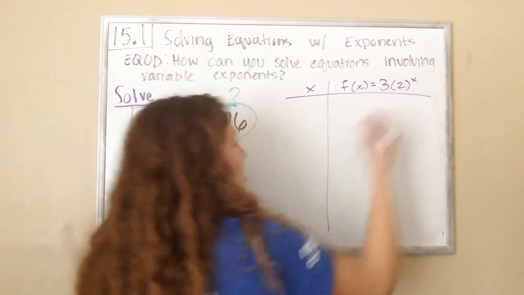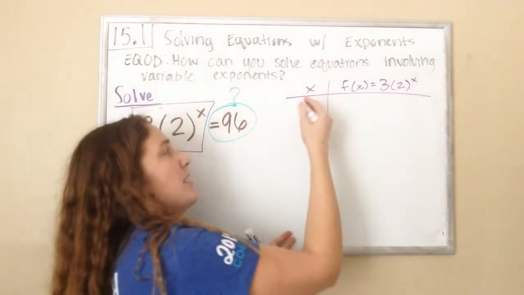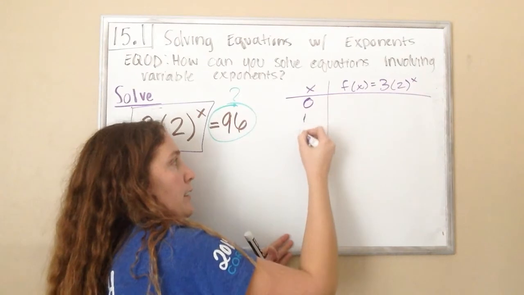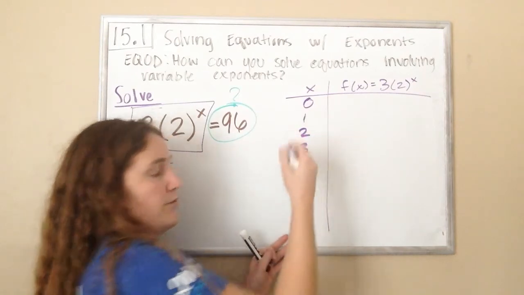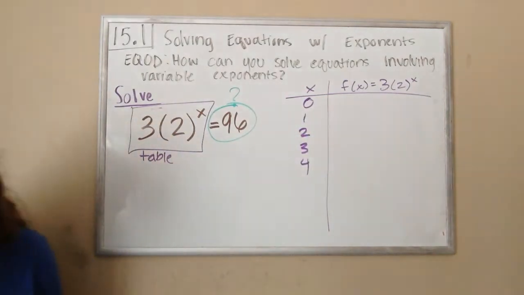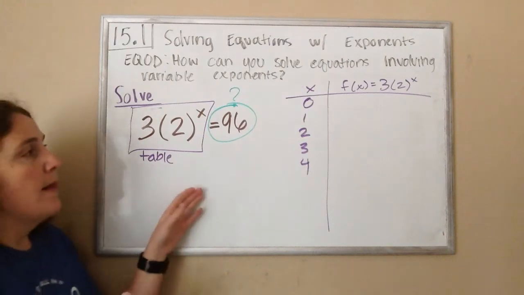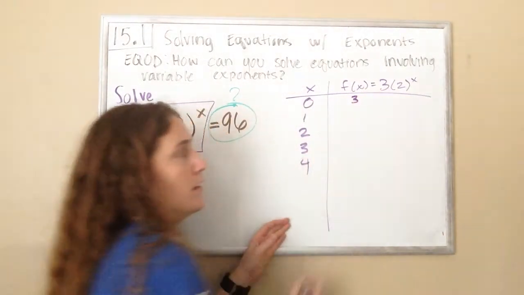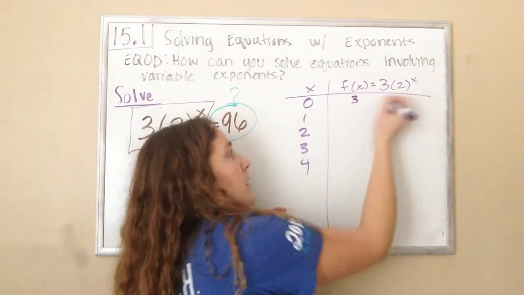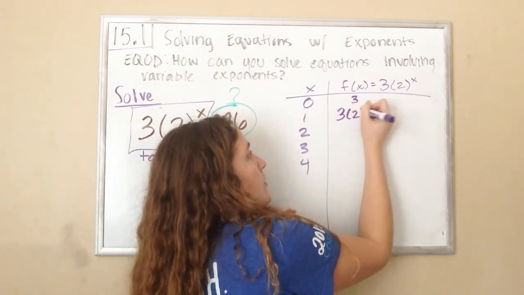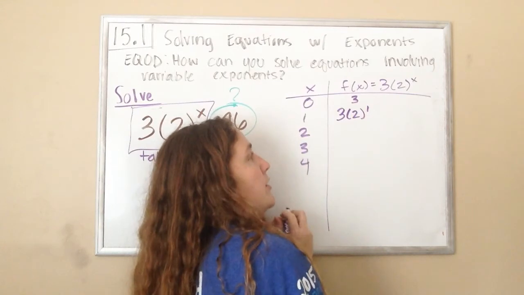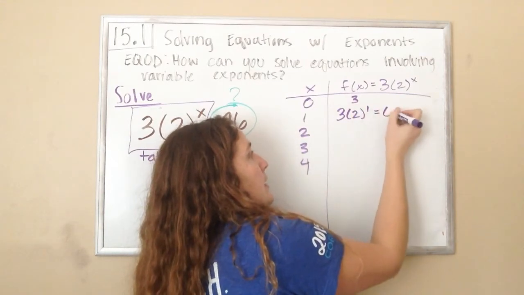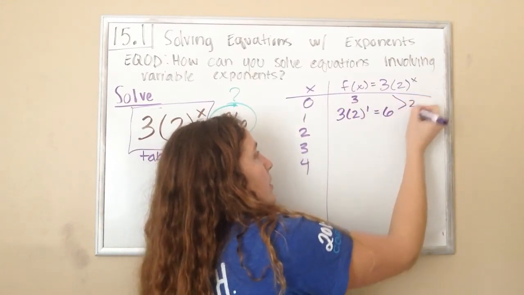Alright, our x's, I'm going to stick with the same x's. No, I'm actually not. I'm going to go 0, 1, 2, 3, 4, and we'll see if we need to keep going up or not. Right? So if I plug a 0 in, I'm going to get out a 3. If I plug a 1 in, 3 times 2 to the 1, 2 to the 1st power is 2, times 3 is 6. Notice what I'm multiplying here by 2.